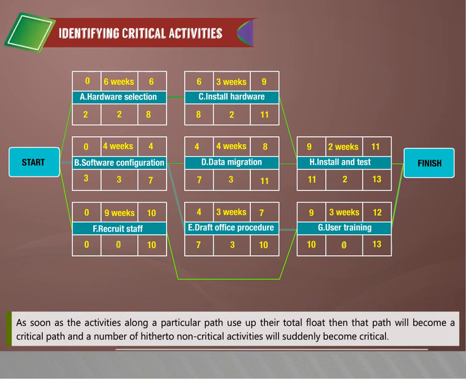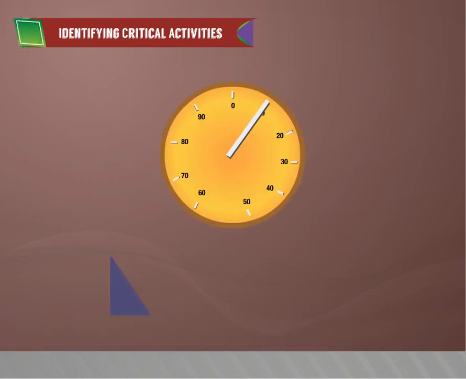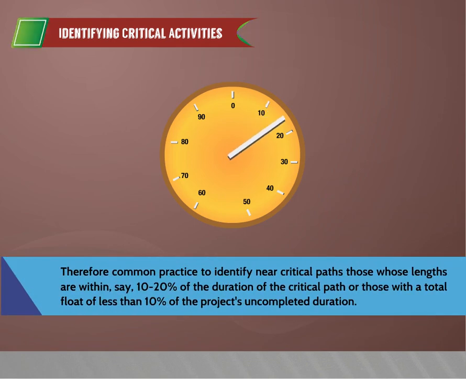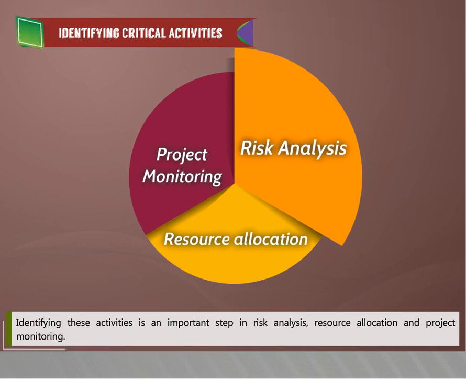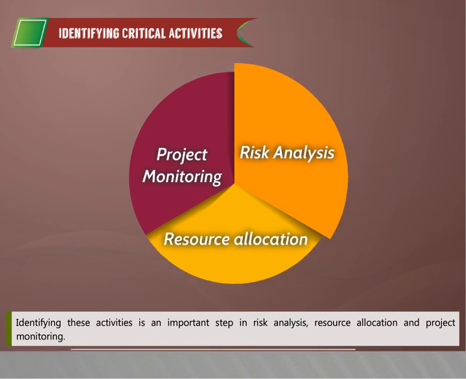As soon as the activities along a particular path use up their total float, then that path will become a critical path, and a number of hitherto non-critical activities will suddenly become critical. Therefore, it is common practice to identify near-critical paths, those whose lengths are within, say, 10 to 20% of the duration of the critical path, or those with a total float of less than, say, 10% of the project's estimated completed duration. Identifying these activities is an important step in risk analysis, resource allocation, and project monitoring.